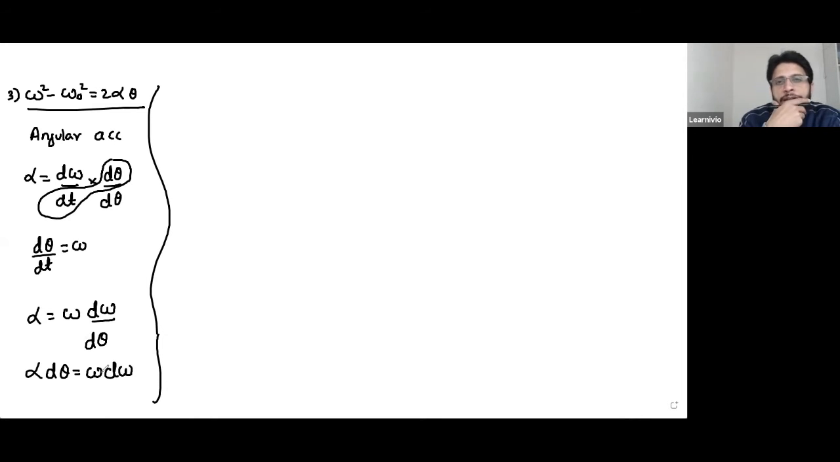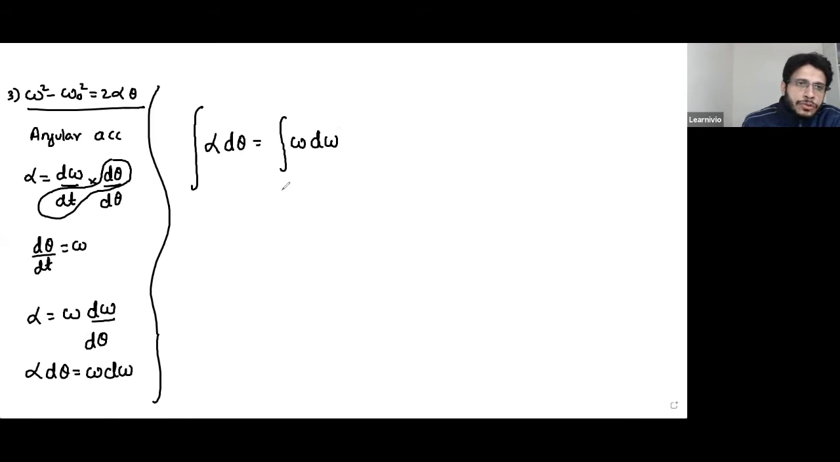So this d omega is the change in angular velocity if the angular displacement changes by d theta. So I can integrate on both the sides: alpha d theta equals integral of omega d omega. Initially your angular velocity is omega naught and your angular displacement is 0. Your final angular velocity is omega and your angular displacement is theta.